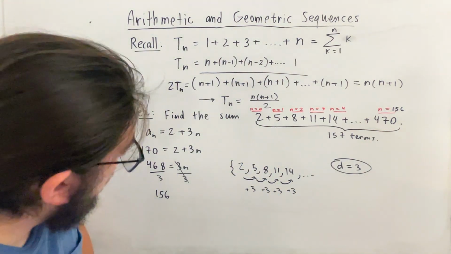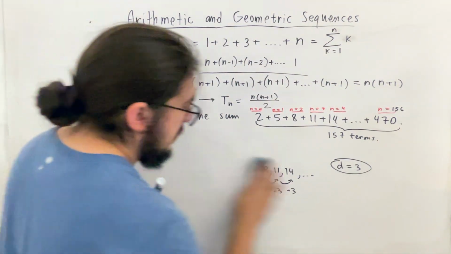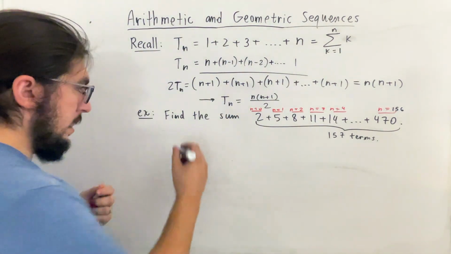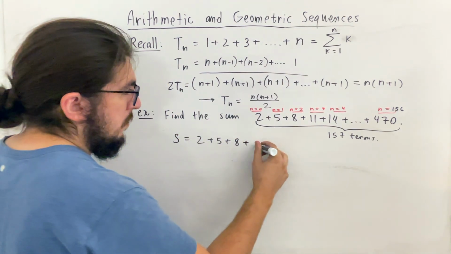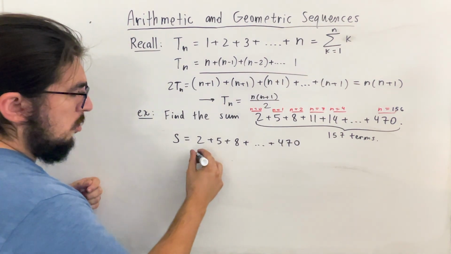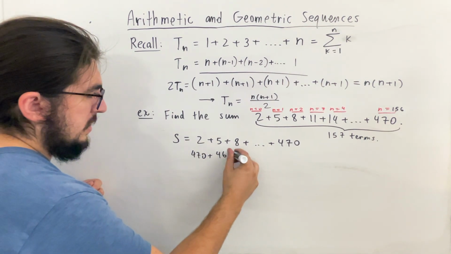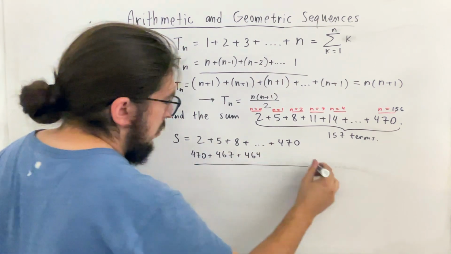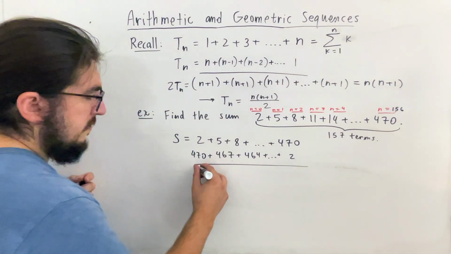So now I'm going to have to erase some of this stuff here. I guess I can erase this, it's fine. And now we're going to write this in its reverse order, and I'll just call it S for sum. So the sum is 2 plus 5 plus 8 plus all the way up to 470. Okay? And writing it in the reverse order, we have 470, and then 3 less than that is 467. 3 less than that is going to be 464, all the way up to the first term here, which is 2. And clearly what you end up getting is 472 all the way through.